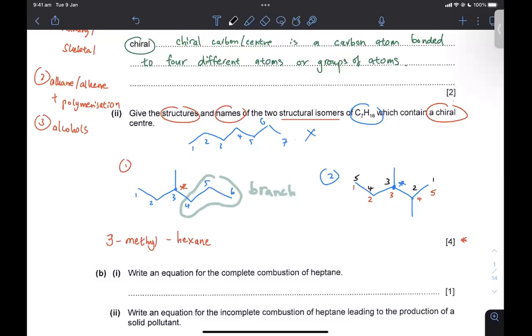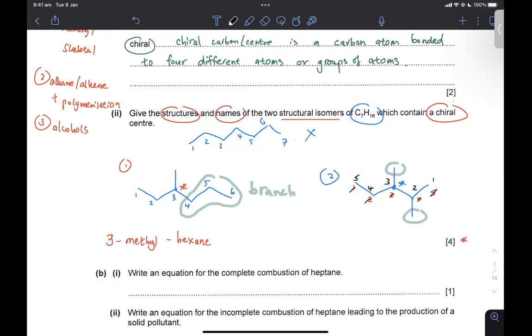Do you remember the rules? The rules of naming: find the longest carbon chain, right? And do you want the largest number or the smallest number for your naming? Small. Smallest for what, you see? Smallest for the branches. So look at your branch. Your branch is at 3 and 4 for the red. If you use black, it's 2 and 3. So which one is better? 2, 3 for the black or 3, 4 for the red color? 2, 3, black. 2, 3 for the black is better because they will give you the smallest number.